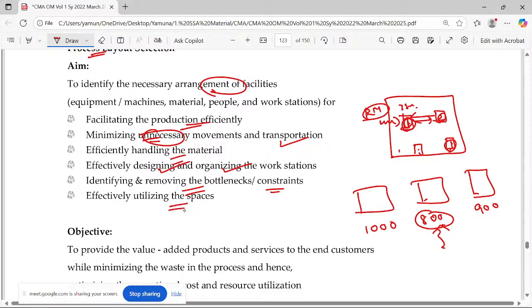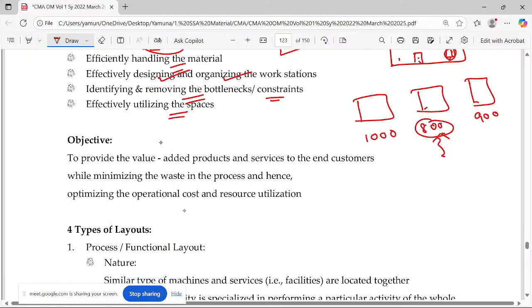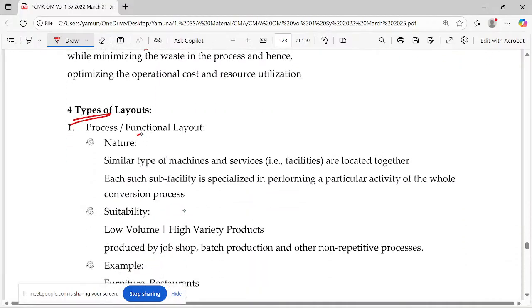So effectively utilizing the spaces. So the objective is obviously going to create value addition in your performance. Right? We'll go for four types of layouts. One is process or what you call functional layout. Somewhat this is similar to what we had done earlier, job shop and other things. So when they say what are the types, earlier we went over this with respect to products. Here we'll go for layouts.